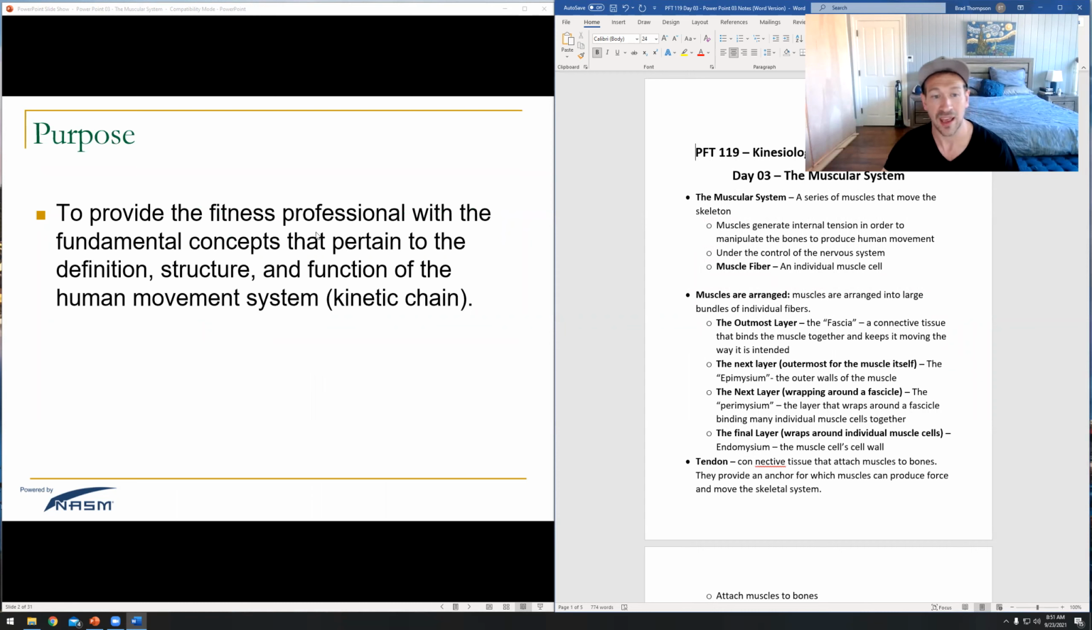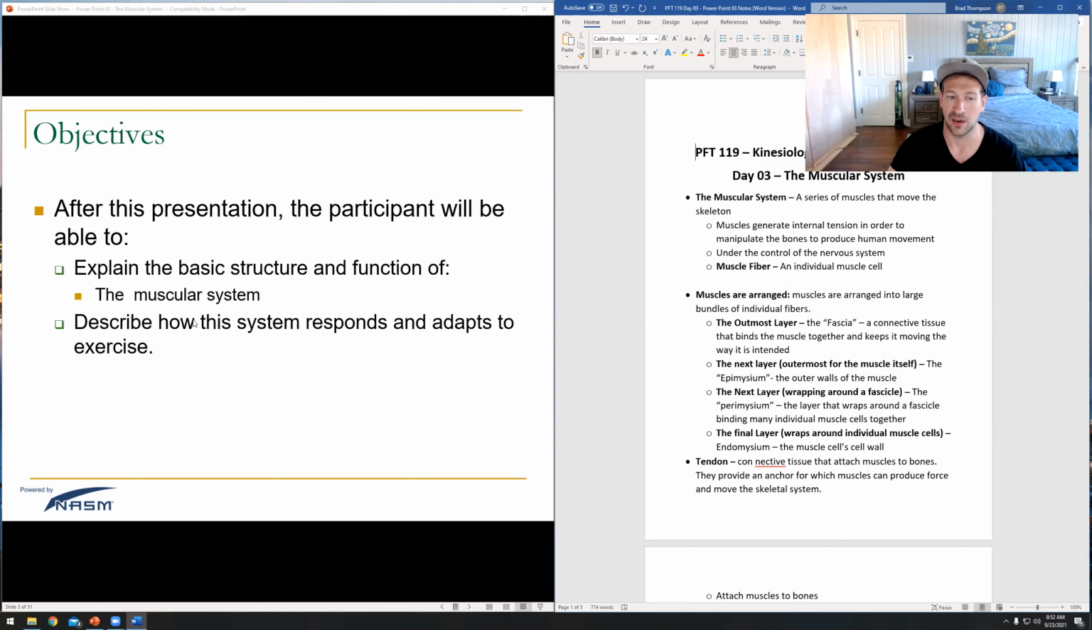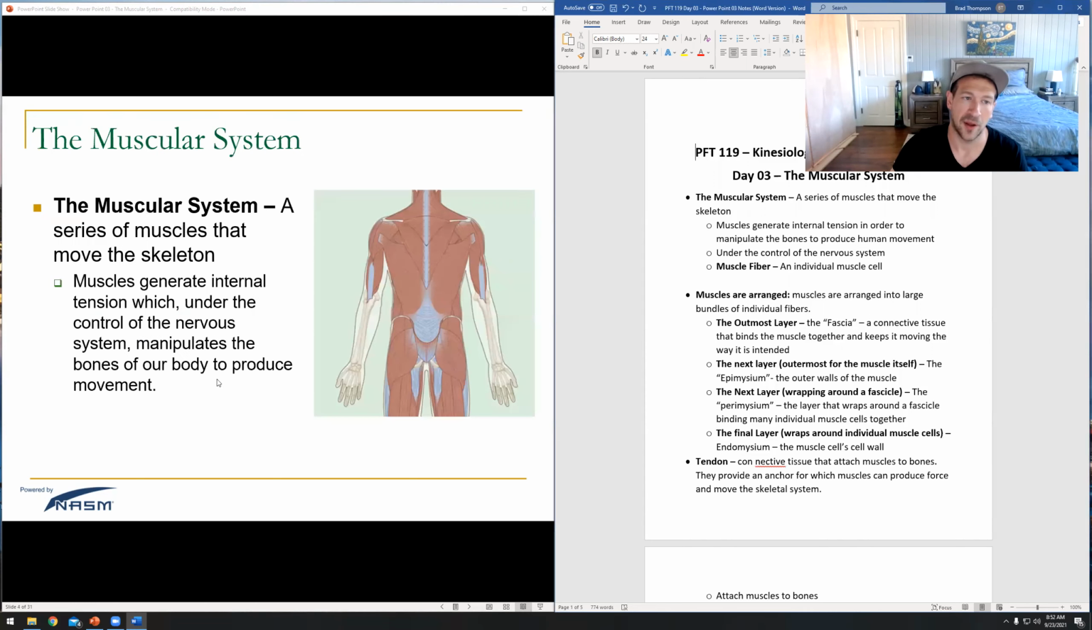So again, the purpose of today's lesson is the same as it has been, to give you guys the understanding of the kinetic chain as a whole. And today, primarily, we are spending our time in that muscular system. This has been true of every lesson so far, but it's especially true today. We will definitely describe how this system, the muscles in particular, respond and adapt to exercise.